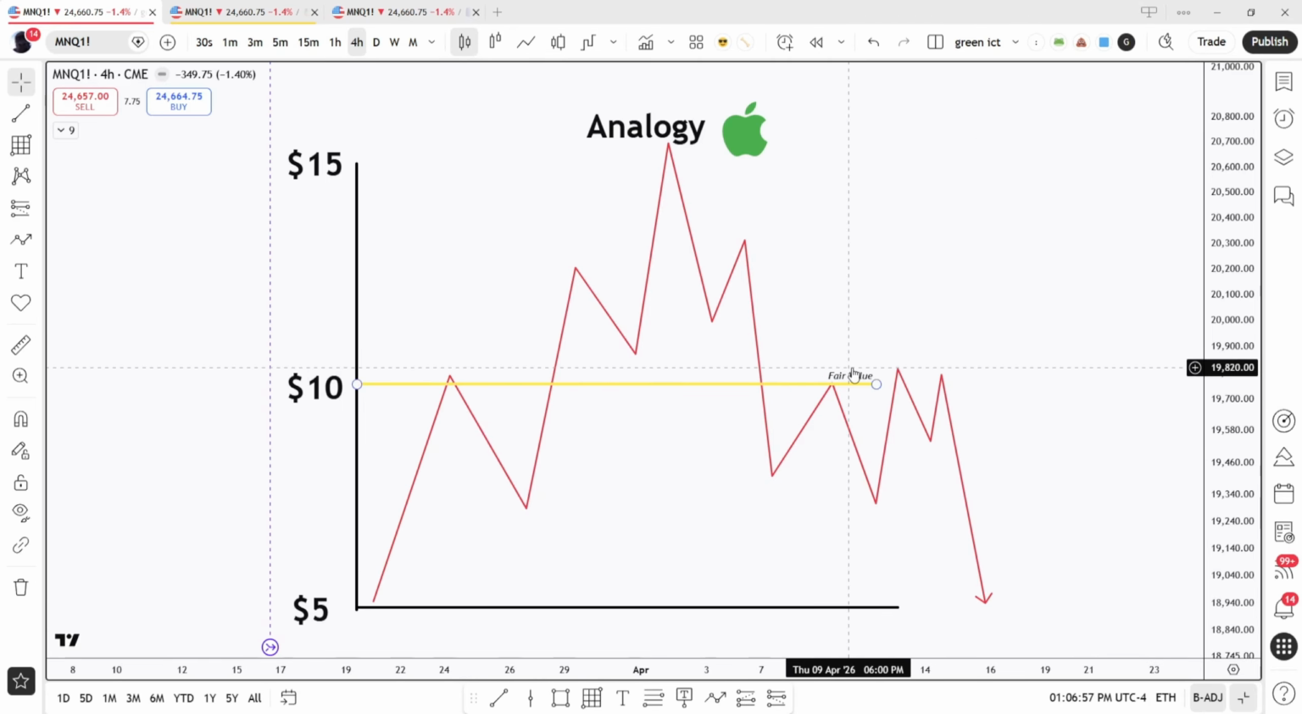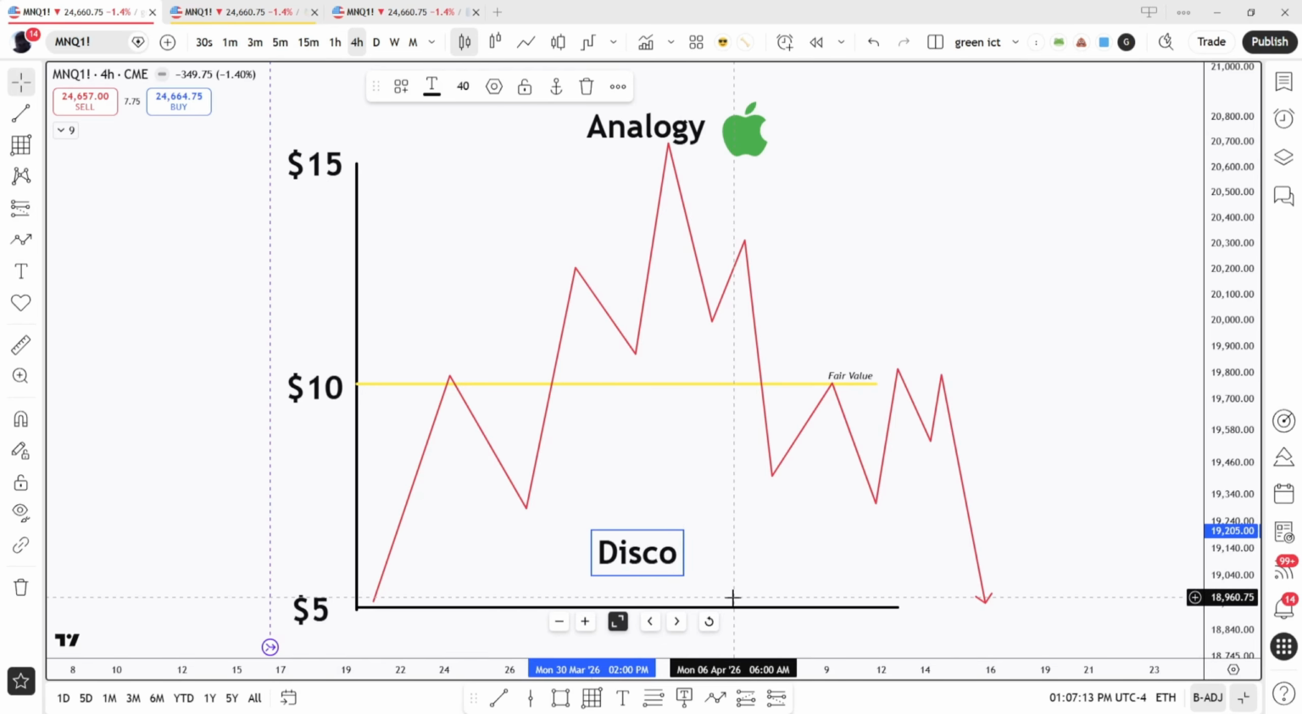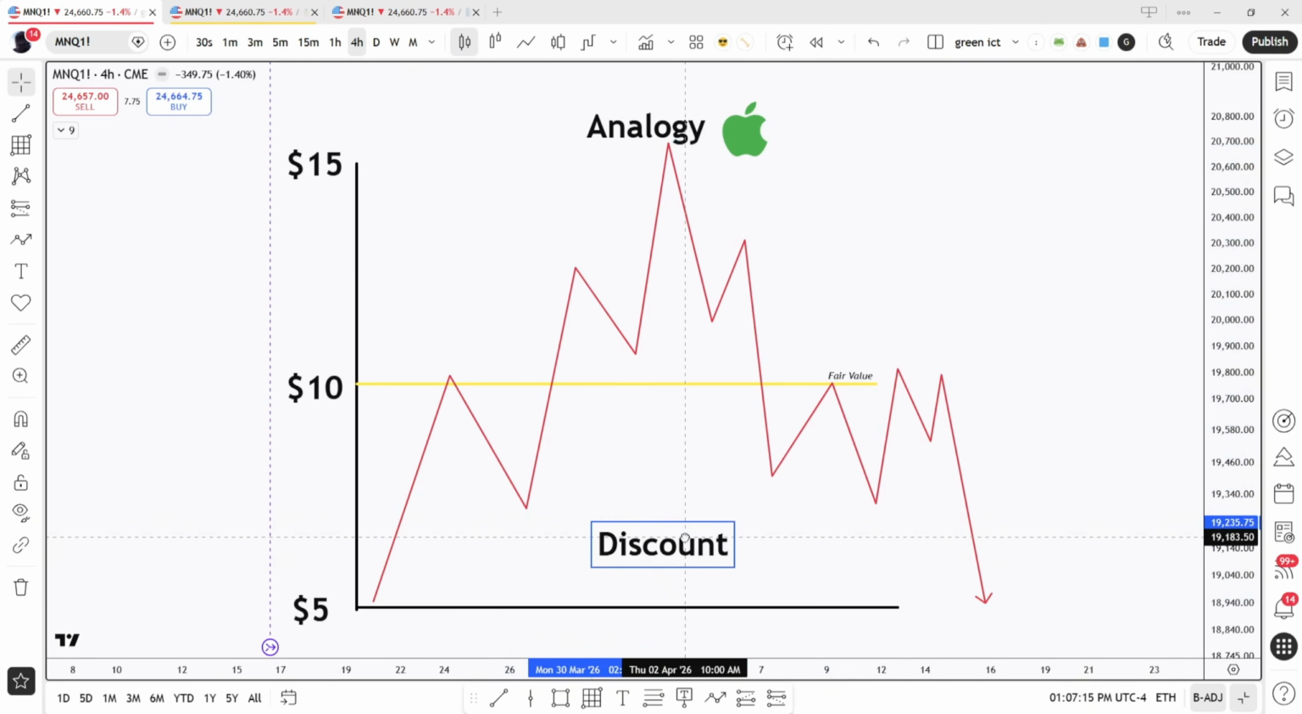Now, when you keep this in mind, right, 15, the 10 is the fair value or the equilibrium point where both buyers and sellers are happy to transact. Now, anything below is considered discount, meaning apples are on sale, and this very heavily favors buyers because it's cheap and there is upside potential.